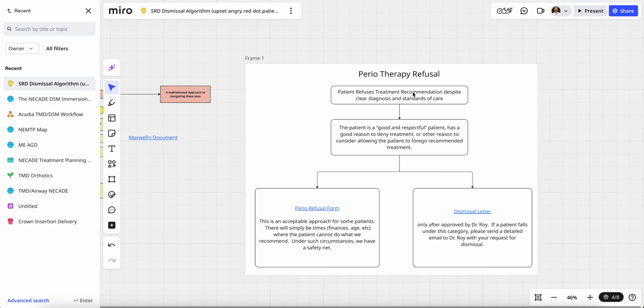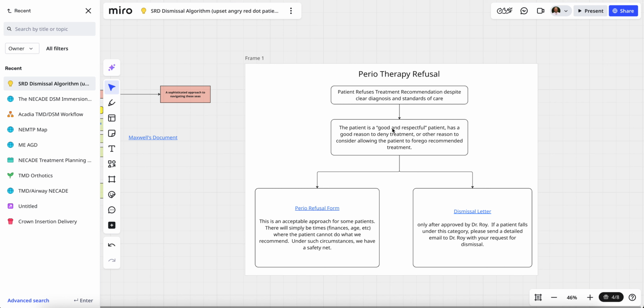What we have here is just a basic algorithm. Patient refuses treatment recommendation despite clear diagnosis and standard of care. Patient has periodontal disease, nobody's going to question that. Recommendation is for quadrant scaling and root planing, referral to the periodontist for flap and debridement, so on and so forth.